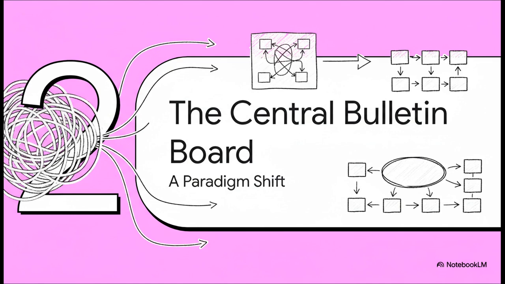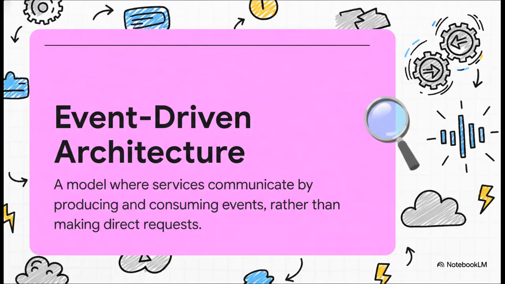So, how do we untangle this mess? Well, this isn't about some small tweak or a minor fix. We're talking about a fundamental change, a real paradigm shift in how our services communicate with each other. The core idea here is actually pretty simple, but it's incredibly powerful. Instead of services asking each other for information, they just announce facts about things that have already happened. The billing service doesn't call the identity service directly. Nope. It just announces to the world, hey, just so you know, a payment failed for this account.